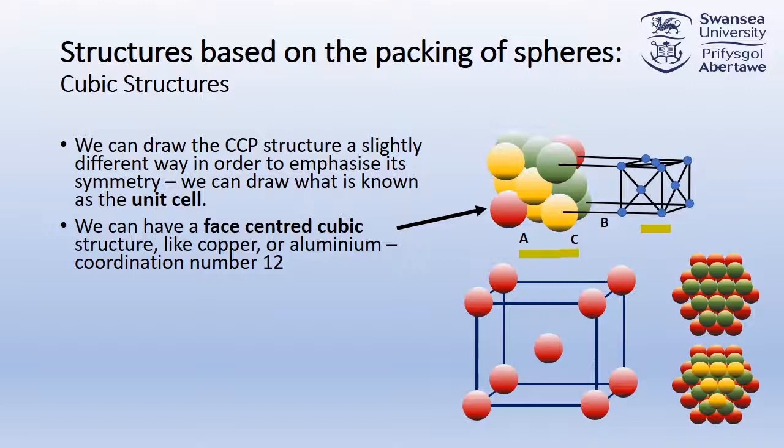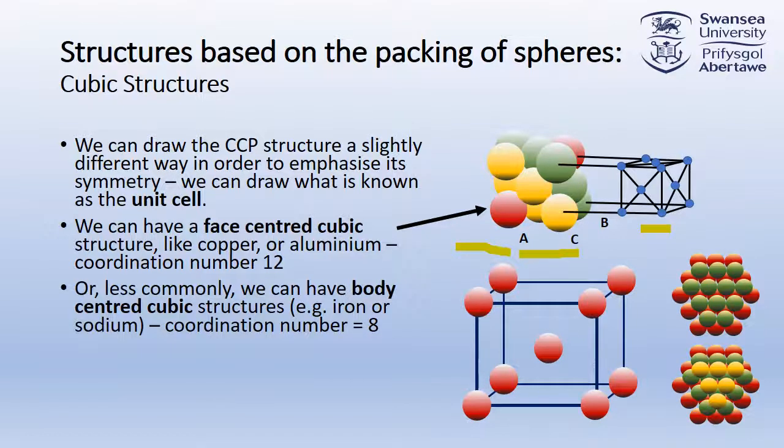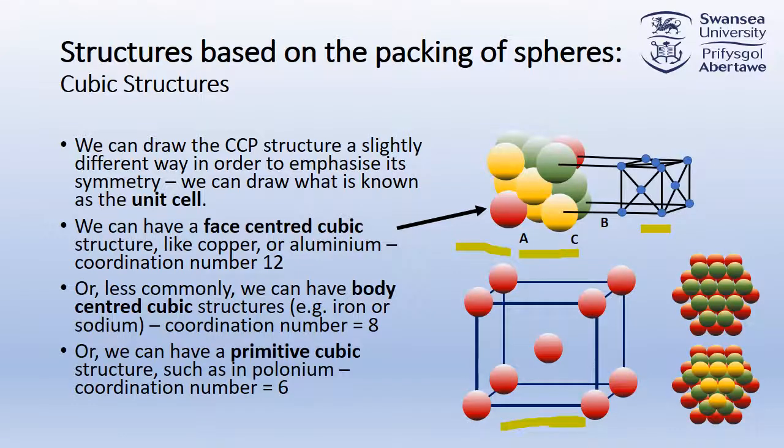We can have a face-centered cubic structure like copper or aluminium, and this has a coordination number of 12. Okay, so here is our face-centered up here. Or less commonly, we can have our body-centered cubic structure, and an example of this would be iron or sodium or potassium. And here's our example of the unit cell down here. Or we can have a primitive cubic structure, which is incredibly rare, as it is only demonstrated in polonium, and this has a coordination number of 6.